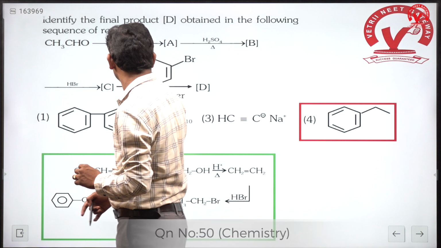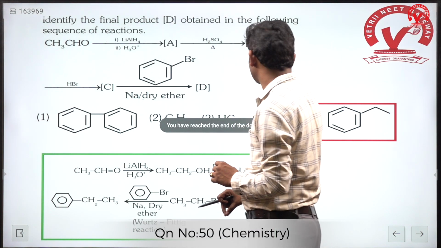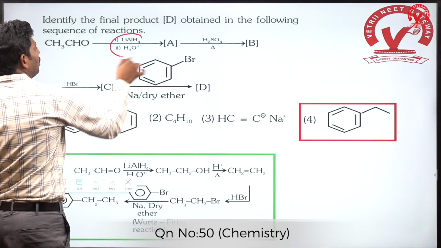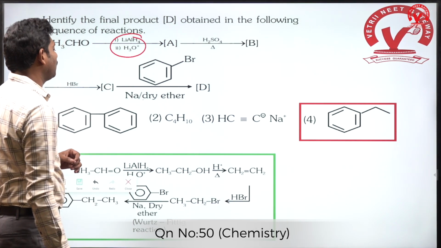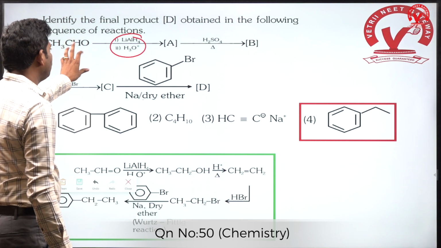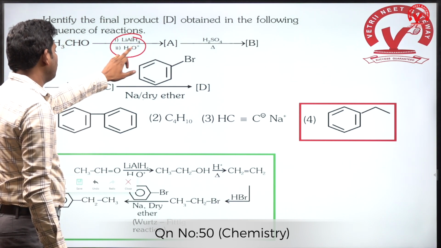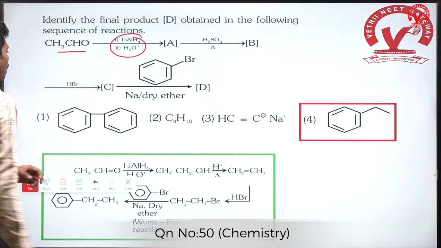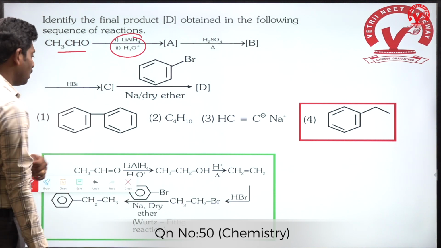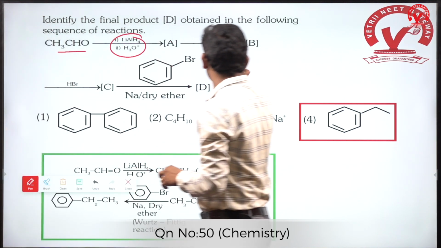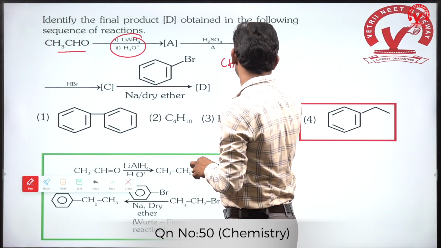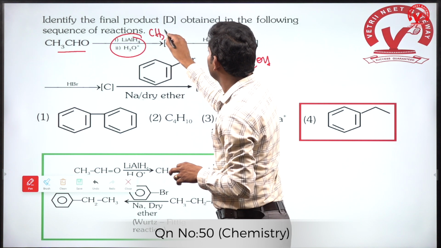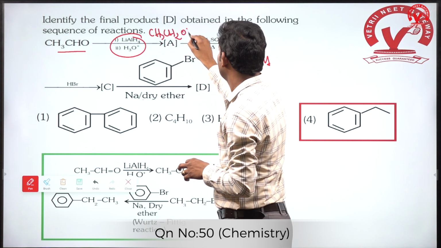Next question. I think it is the last question for this video. Aldehyde in presence of lithium aluminum hydride, followed by H3O plus, will form A. What is the product? Aldehydes convert into alcohols. So CH3CHO will convert into CH3CH2OH.